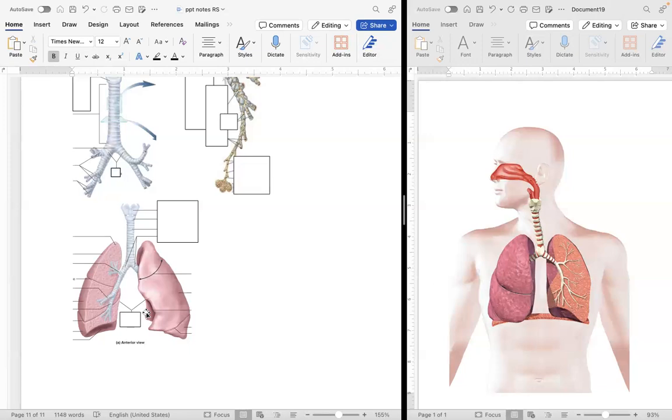And on the left lung, as we can see here, on the mediastinal surface right here is a cardiac impression, and so it's more concave on the anterior surface because it creates the space for the heart in the cardiac impression.